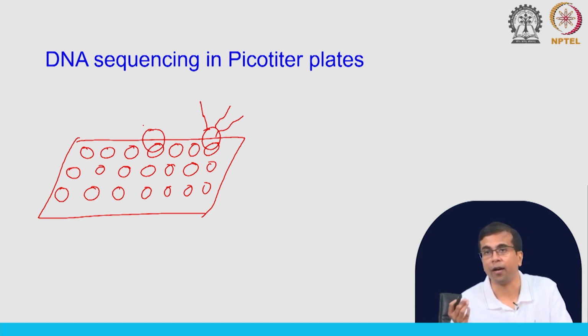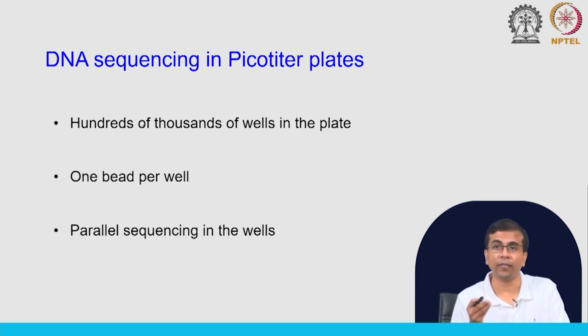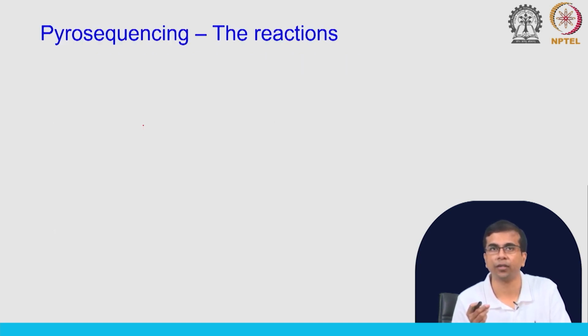Now, you see how this whole process is parallelized. So, how do you actually make it high throughput? You are sequencing 100,000 molecules at once, instead of just one or two. As I said, there are hundreds of thousands of wells in the plate, one bead per well, and parallel sequencing happens in these wells. So, what are the reactions that happen inside these wells?